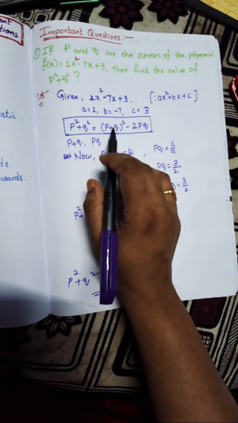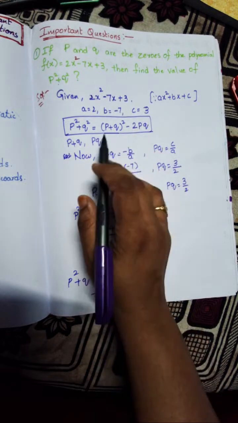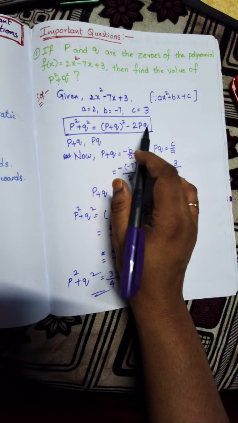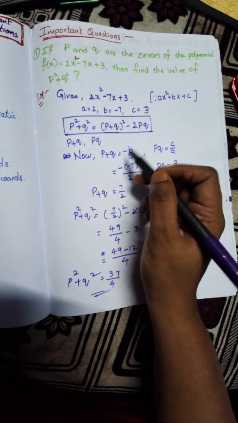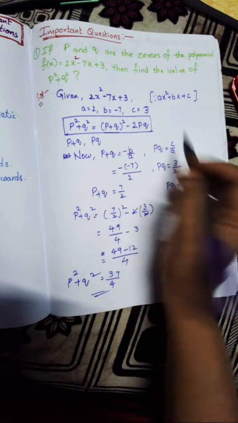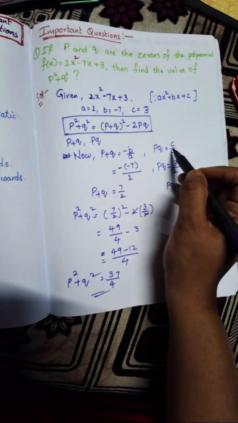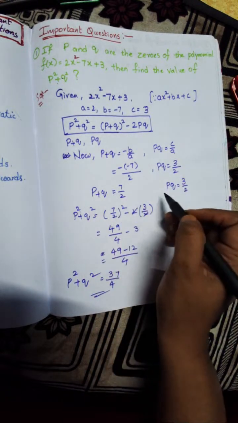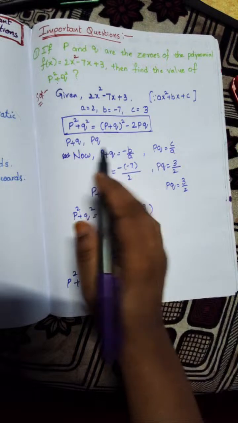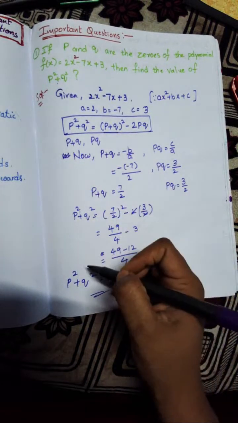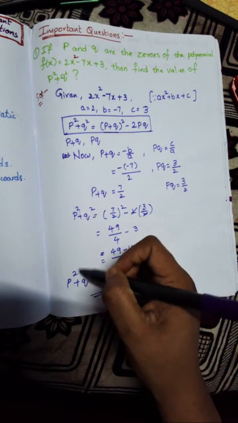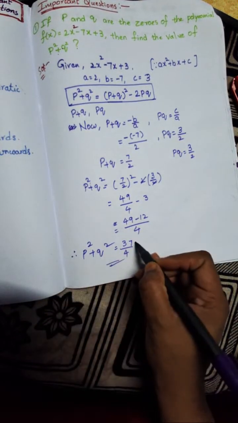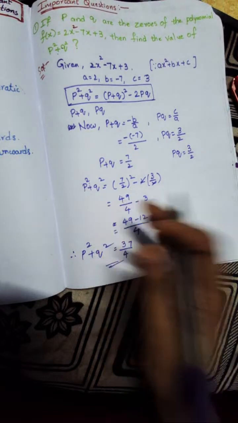P plus q we have to find and pq. But p plus q means sum of zeros. pq means product of zeros. Then simply we have to substitute the coefficients a, b, c values in p plus q and pq, sum and product. Then we obtain the values of p plus q and pq. Then substitute in this. Okay, we get the value of what we have to find, p square plus q square. Therefore, the value is 37 by 4, the obtained value.